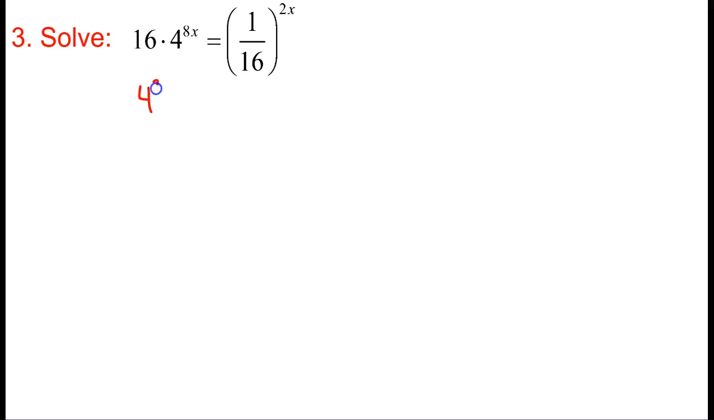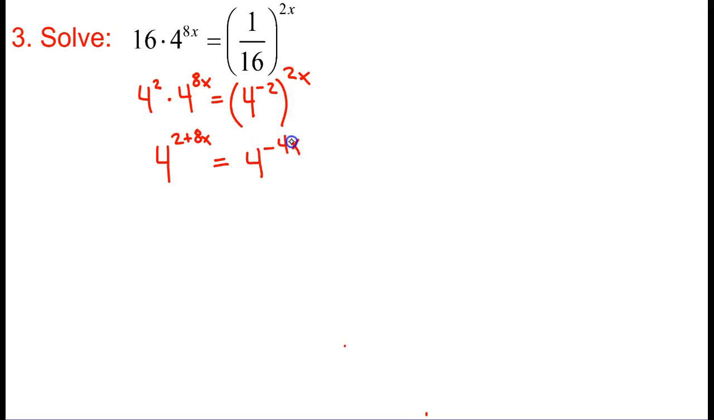That'll give me 4 squared, because that's 16, times 4 raised to the 8x equals 1/16, which is 4 to the negative second, then raised to the 2x power. I'm going to use some properties of exponents here and rewrite the left-hand side as 4 to the 2 plus 8x power. If you multiply two powers that have the same base, you add the exponents. And if I raise a power to a power, I multiply the exponents. So over here I'll have 4 raised to the negative 4x.